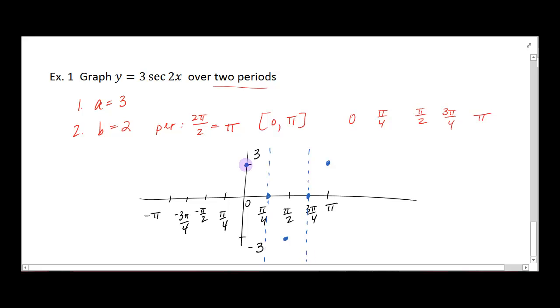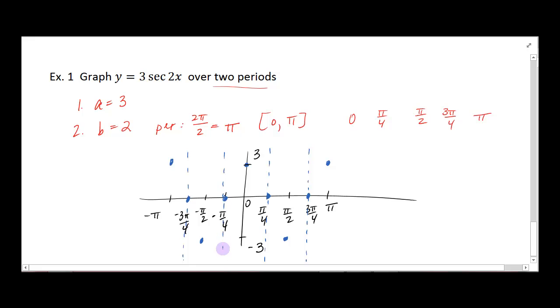So I'm going to continue in this direction, and I know I'm going to cross here at negative pi over 4. I have a minimum at negative pi over 2. I cross at negative 3 pi over 4, and I have a maximum at negative pi. Again, everywhere I cross the x-axis, I'm going to draw a vertical asymptote.